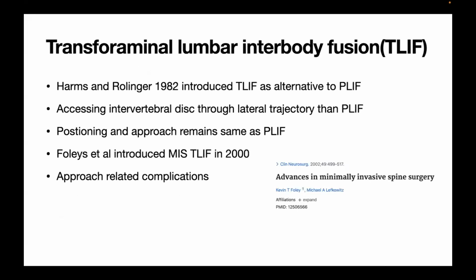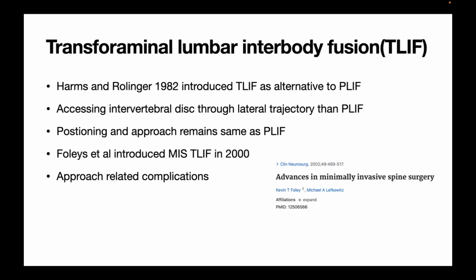Coming to transforaminal lumbar interbody fusion, Harms and Rolinger in 1982 introduced TLIF as an alternative to the posterior lumbar interbody fusion. The main part was accessing the intervertebral disc through a lateral trajectory, rather than directly posteriorly approaching the intervertebral disc. Position and approach remain the same as posterior lumbar interbody fusion.